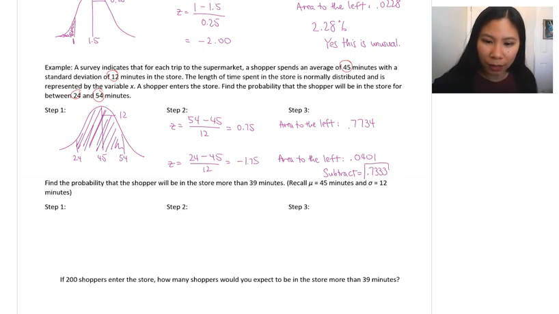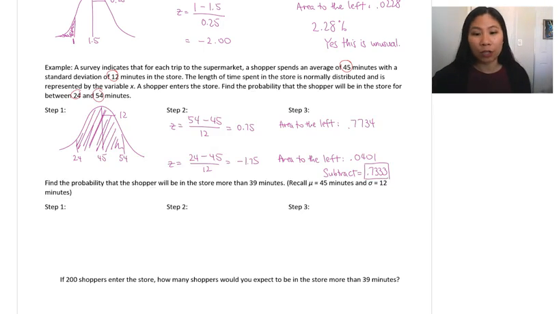0.7333. So the probability that the shopper will be in the store for between 24 and 54 minutes is going to be 0.7333, or if you want to think about it as a percent, 73.33% chance that that'll happen.